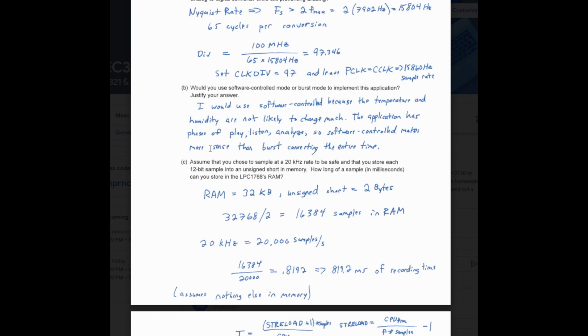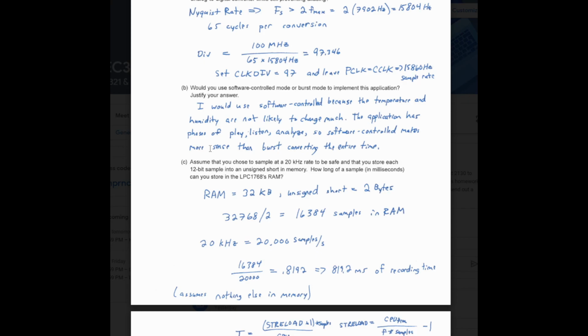So we divide that 32 kilobytes, 32,768 bytes, by the 2 bytes per sample, and that gives us that we can store 16,384 samples in RAM. At a 20 kilohertz rate, we take 20,000 samples per second. So if we can store 16,384 samples and we take 20,000 per second, we get 0.8192 of a second that we can record, which is 819.2 milliseconds of recording time.